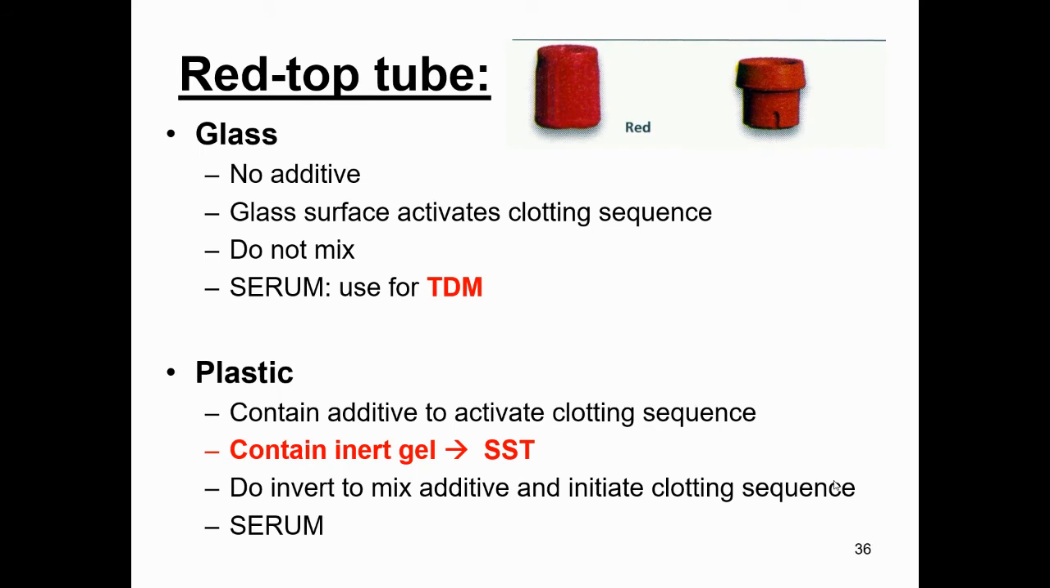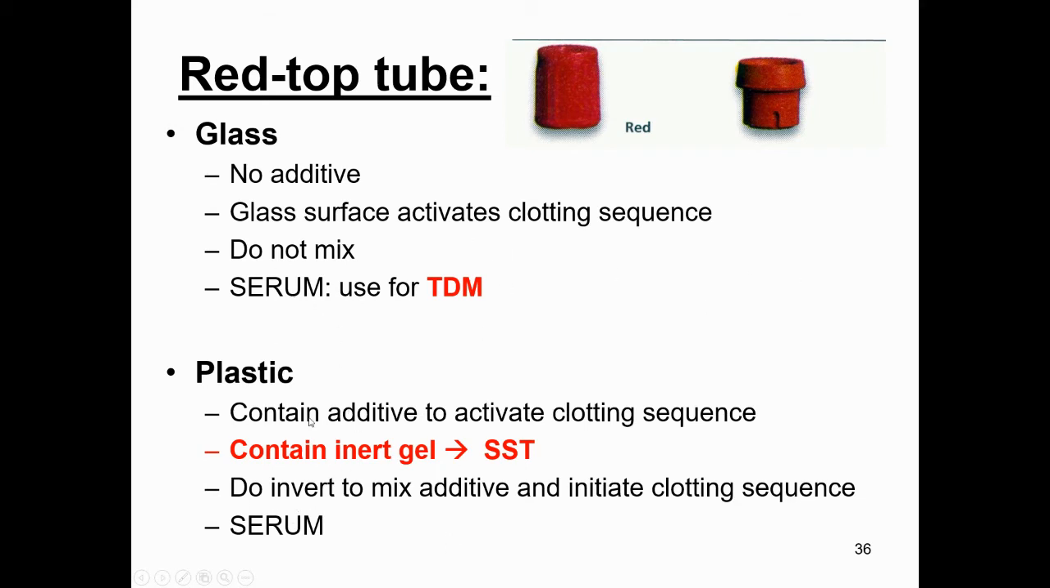The red top tube, the glass one, has no additive. So you do not mix it. The serum is used for therapeutic drug monitoring or TDM. Now we have two types. The other type is plastic. The plastic contains an additive that activates the clotting mechanism, so there is an inert gel or serum separator tube, the red top plastic serum separator tube. That is why we need to invert to mix the additive and initiate the clotting sequence. If it is glass, it will not clot, but plastic will.